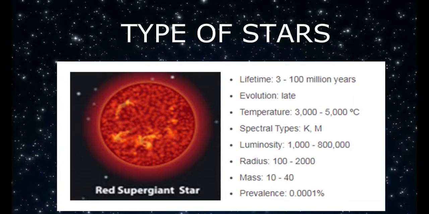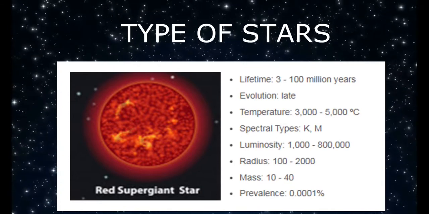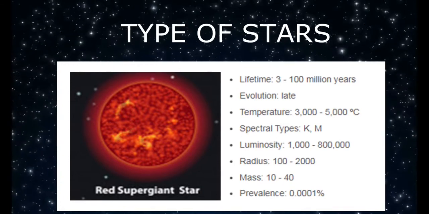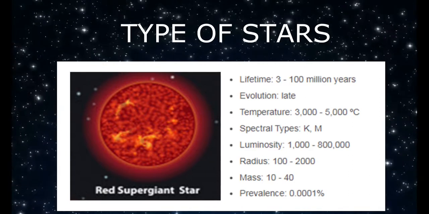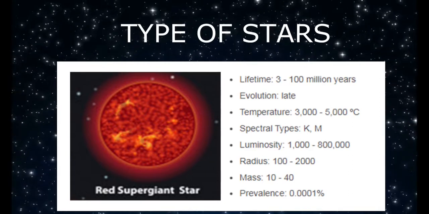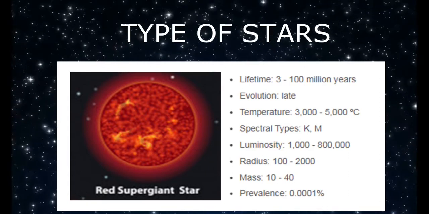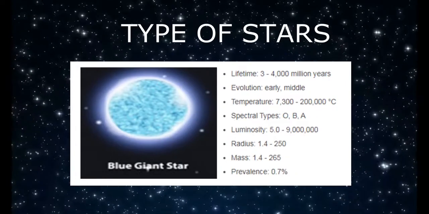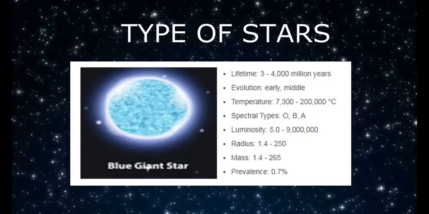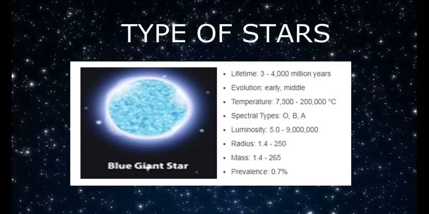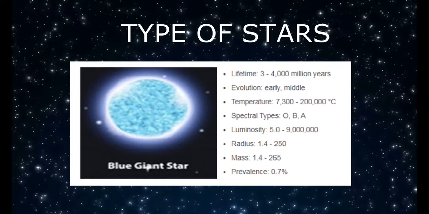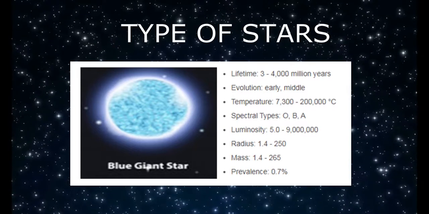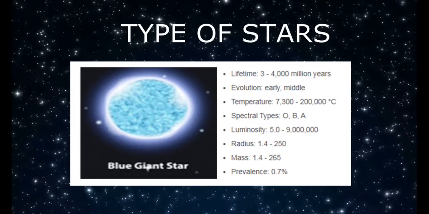Red supergiant star. The lifetime of a red supergiant star is 3 to 100 million years, and its temperature is 3,000 to 5,000 degrees Celsius. Blue giant star. The lifetime of a blue giant star is 3 to 4,000 million years, and its temperature is 7,300 to 200,000 degrees Celsius.